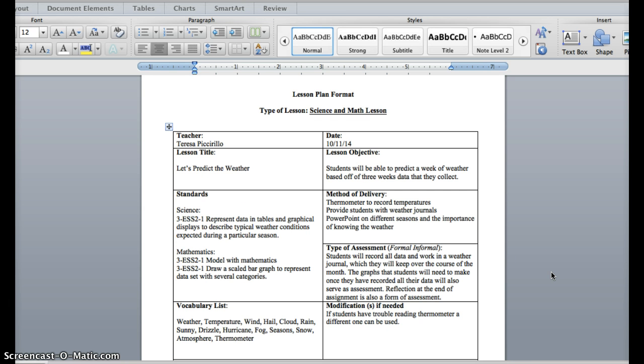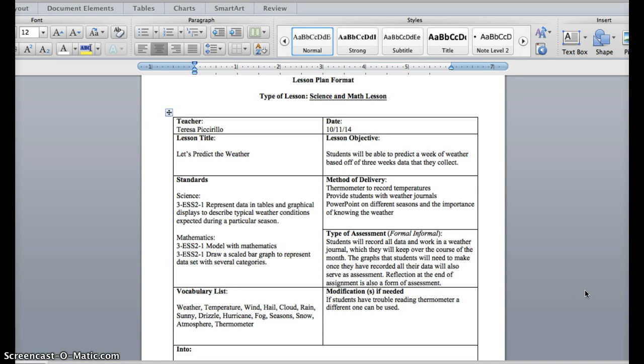My standards are for science, represent data in tables and graphical displays to describe typical weather conditions expected during a particular season. So it would be whatever season they're in. And then for math, they'd model with mathematics and draw a scaled bar graph to represent data set with several categories. And then students would record all their data in a weather journal that they're given. So everything that they discuss with the class, they write it down in this journal so that they can reflect on it at the end.